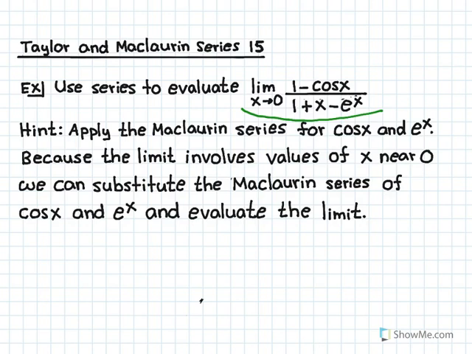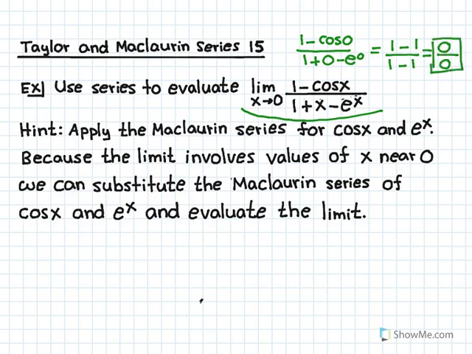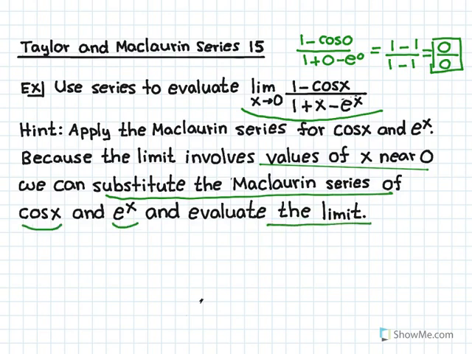Why is that? If you plug in x equals 0, we get 1 minus cosine of 0 divided by 1 plus 0 minus e to the 0. 1 minus cos of 0 is 1 minus 1, which is 0, and in the denominator we get 1 minus e to the 0, which is 1 minus 1, so we get 0 over 0. When you have a 0 over 0 pattern, that's known as an indeterminate form, so we can definitely use L'Hopital's rule to evaluate this limit. Alternatively, because the limit involves values of x near x equals 0, we can substitute the Maclaurin series of cosine x and e to the x and evaluate the limit.